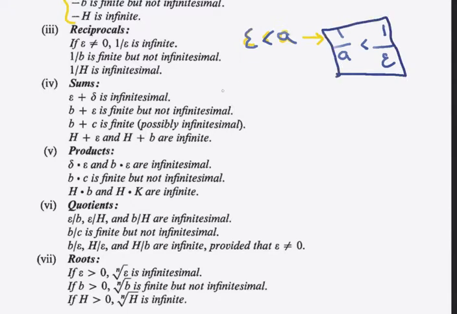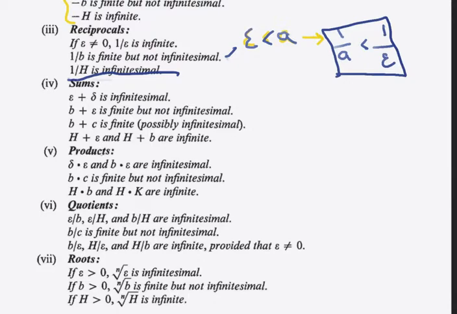So reciprocals of infinitesimals are going to be infinite numbers. Same going for if I have an infinite number, its reciprocal will then be an infinitesimal. And then finally, finite numbers, their reciprocals are still finite.